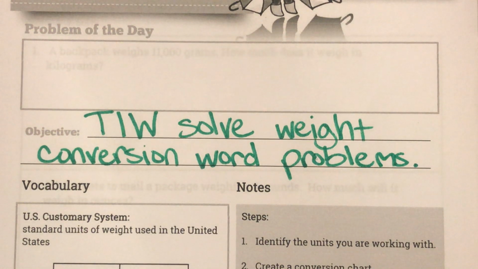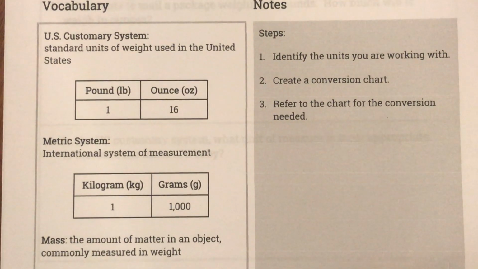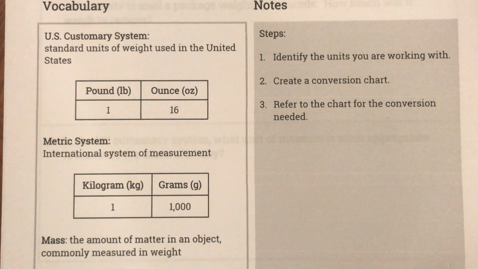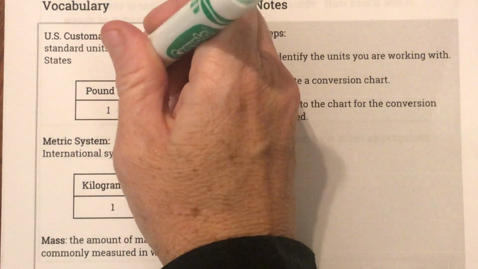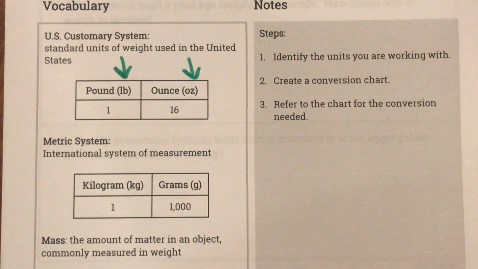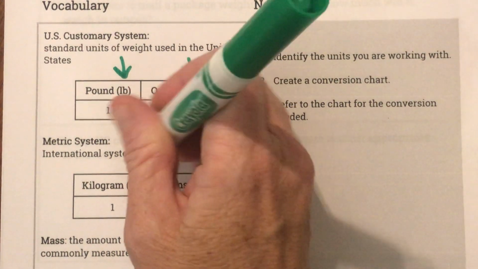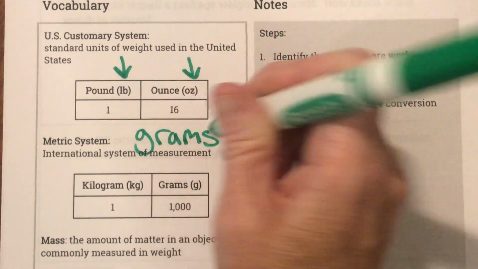Okay, yesterday we started this and we looked at the two different types of weight. We have the US system, and in the United States we use pounds and ounces. I said to be very careful to pay attention to what the abbreviations are, because those confuse people often. Pound is abbreviated LB and ounce is abbreviated OZ. In the metric system, we said the base measurement is grams.